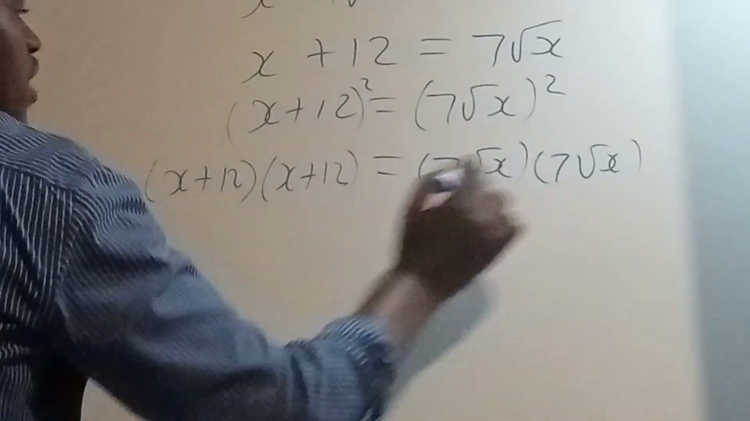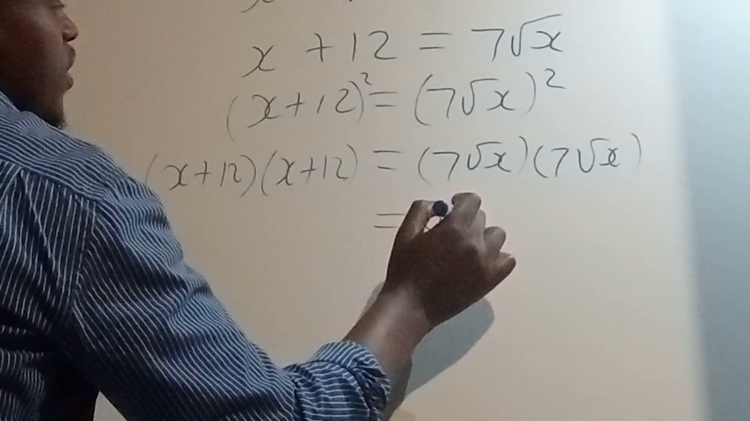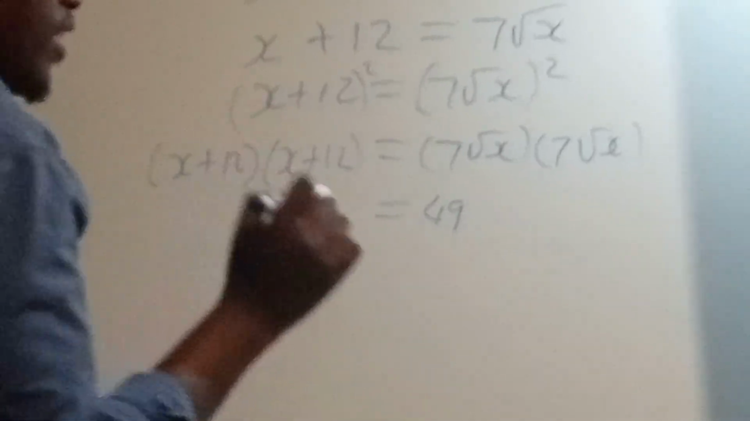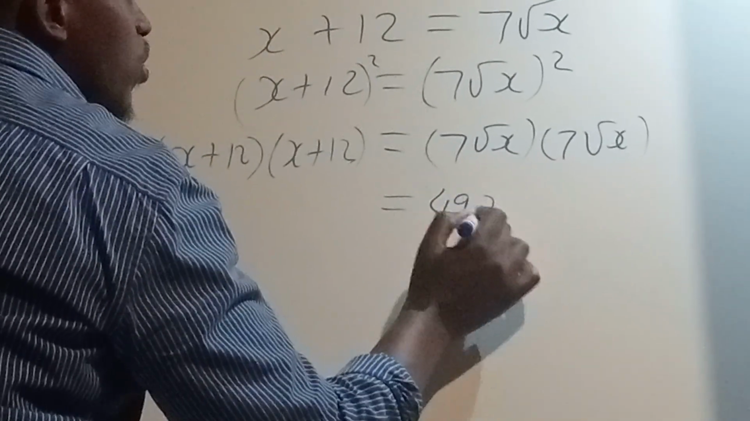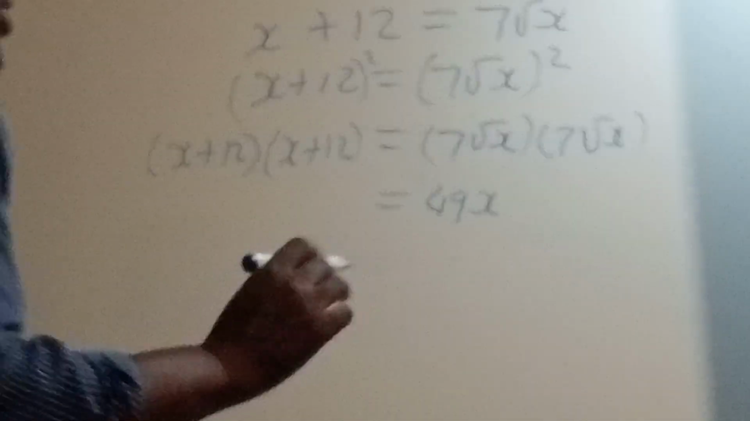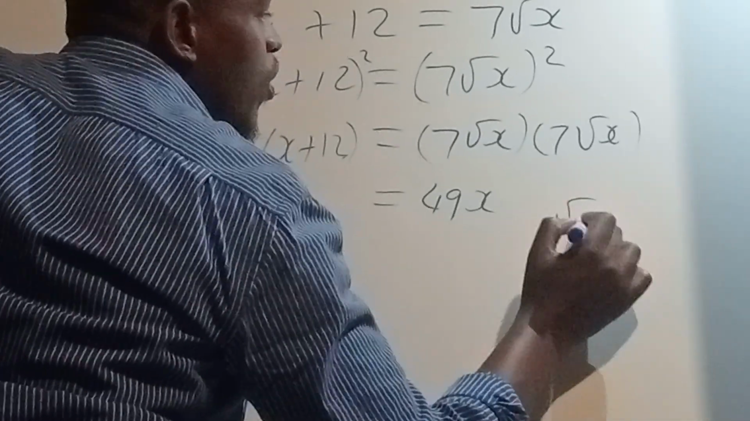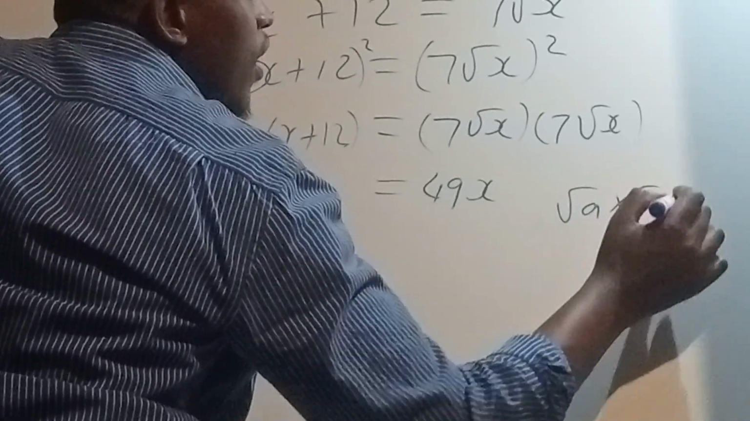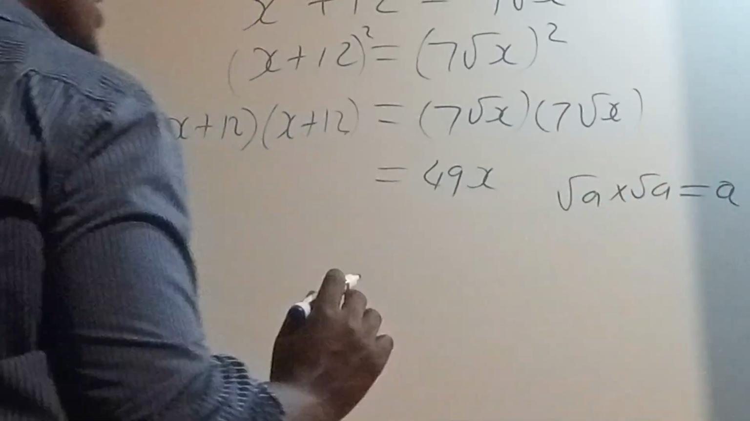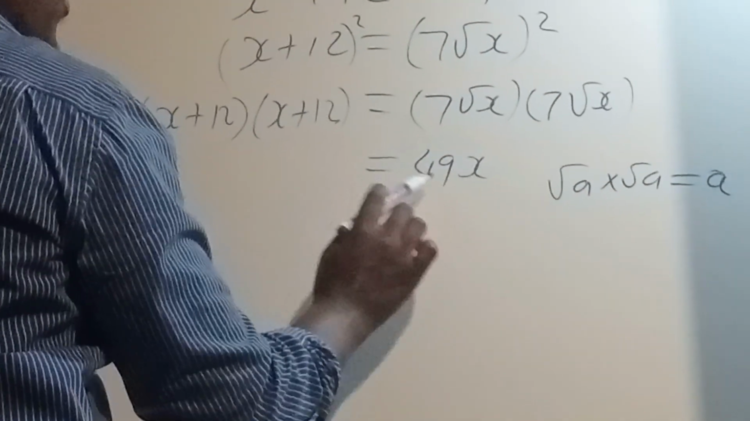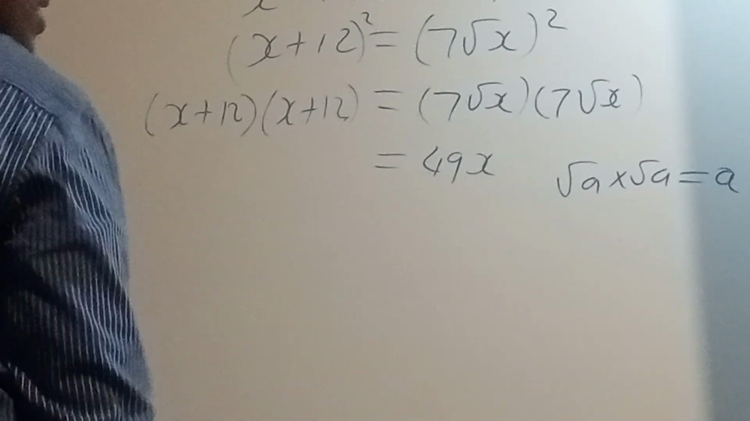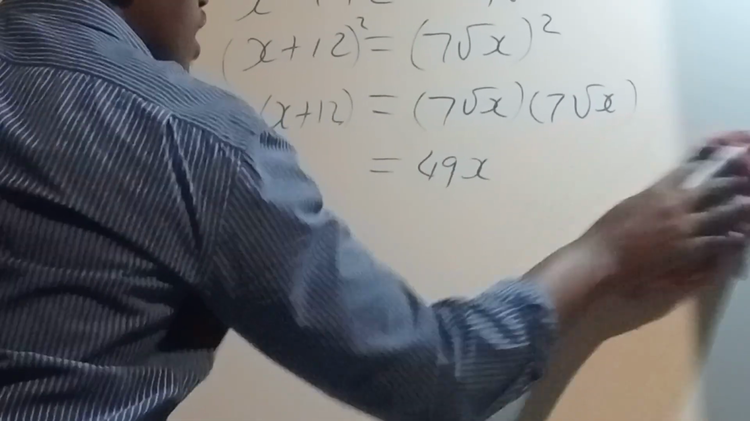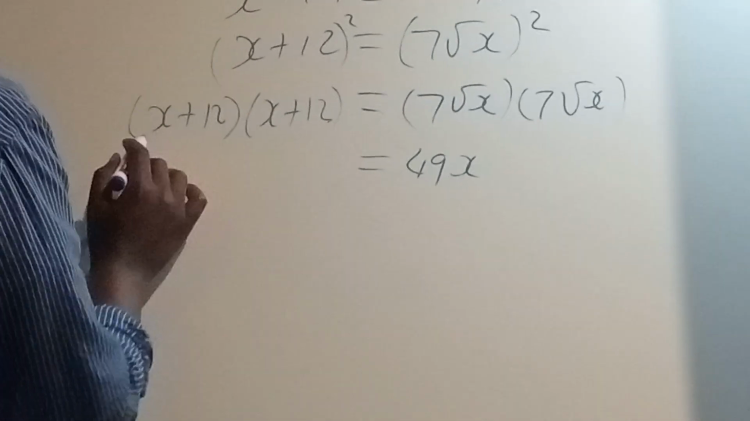Now we say 7 times 7, the answer is going to be what? 49. Now be careful here. We've got the square root of x multiplying with the square root of x. The answer is going to be only x, because the principle states that if you have a root a multiplied by root a, the answer is going to be just a. So that's why here we only have the what? The x, not x squared. Don't make that mistake.